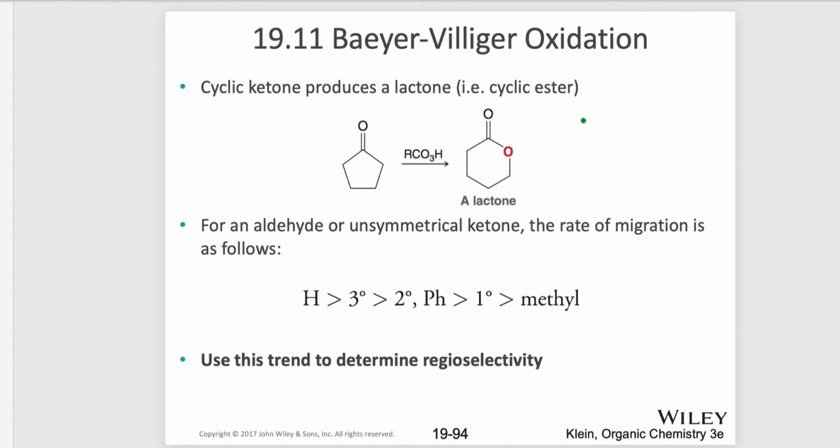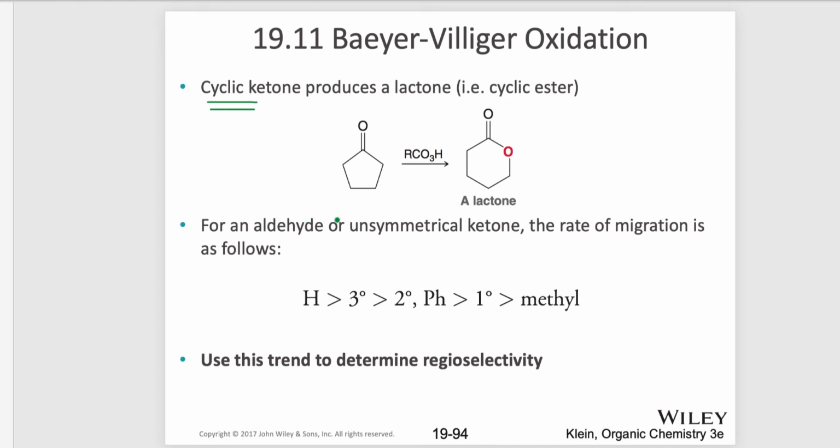The other beneficial aspect about this transformation is that when we have a cyclic ketone, we can actually make a cyclic ester. And guess what? Esters will show up in our carboxylic acid and derivatives chapter 20. When this portion is cyclic, and here we have symmetry, we form what is known as a lactone.